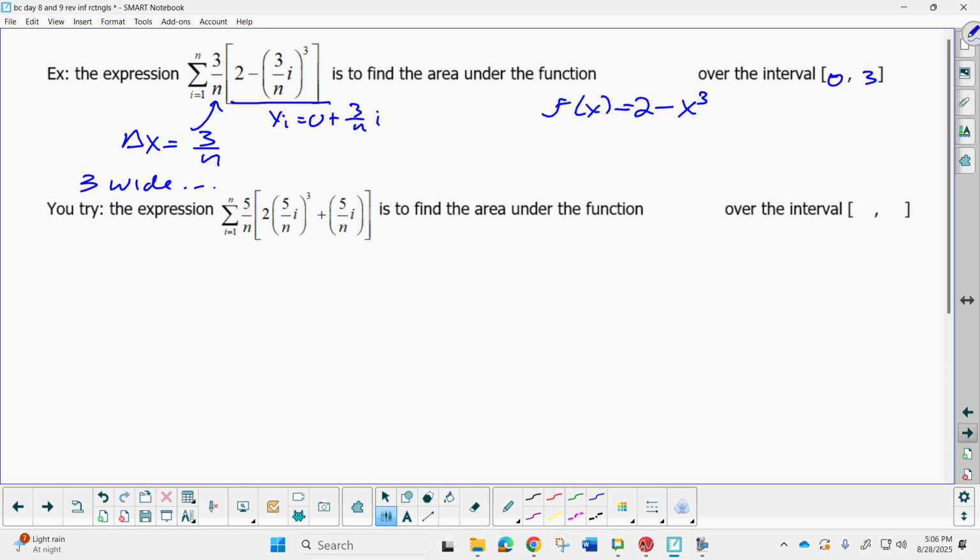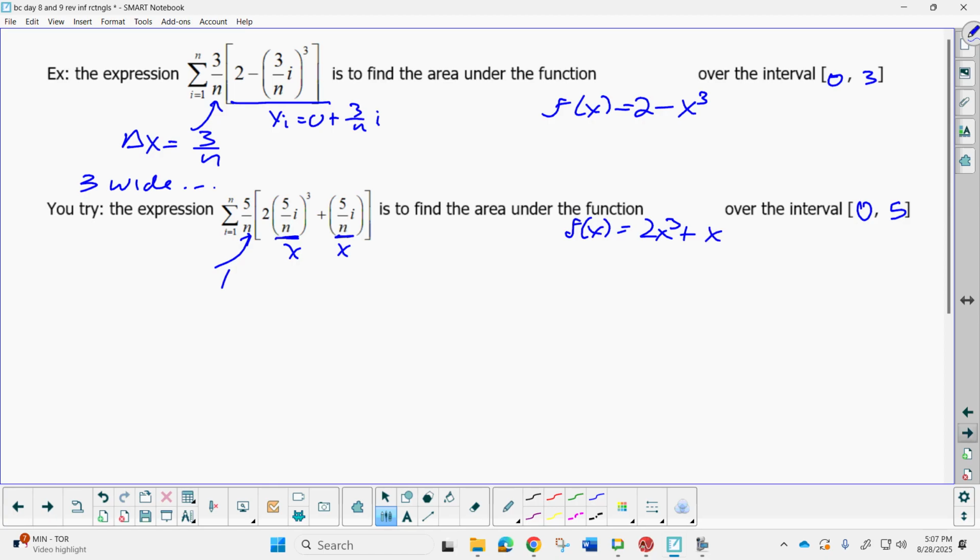Okay, if you need more time, pause the video, and here goes. I start here. This tells me the region width is 5 wide, assuming I started at 0, which is a large assumption, but let's go with it for now. If this is the x sub i, 0 plus 5 over n i, I see 2 of them though. That means there's 2 x's. So if this is an x and this is an x, then the function must be 2x cubed plus x.